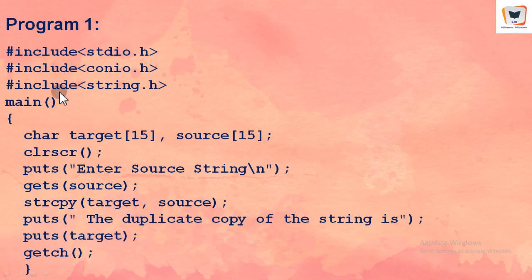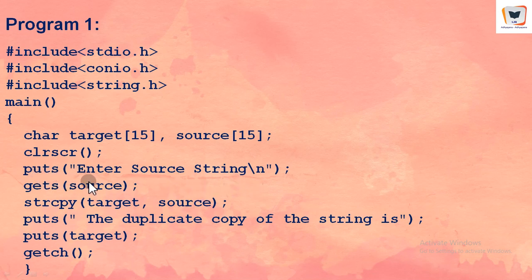And we will do this in the form of a program. We need to include, very importantly, string.h, which is included over here. So we declare 2 strings, target string and source string. The source string will contain the string constant that is to be copied to the target string. We are using the puts function: enter the source string.